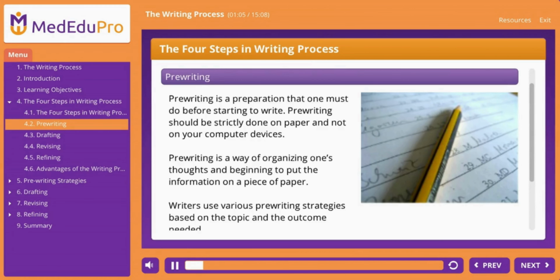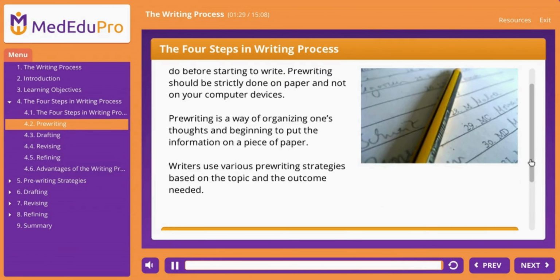Pre-writing. Pre-writing is a preparation that one must do before starting to write. Pre-writing should be strictly done on paper and not on your computer devices. Pre-writing is a way of organizing one's thoughts and beginning to put the information on a piece of paper. Writers use various pre-writing strategies based on the topic and the outcome needed.